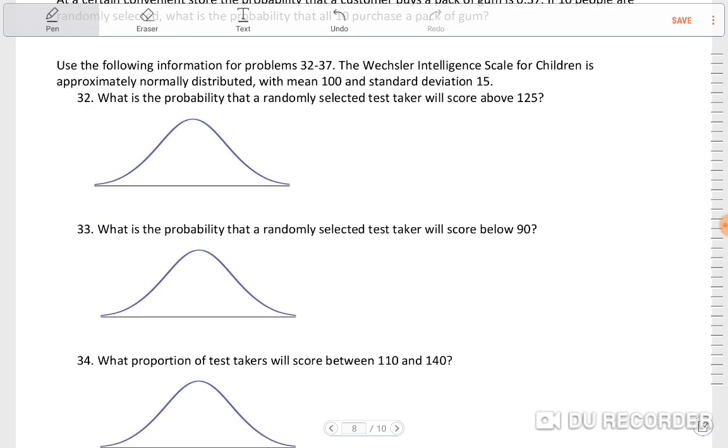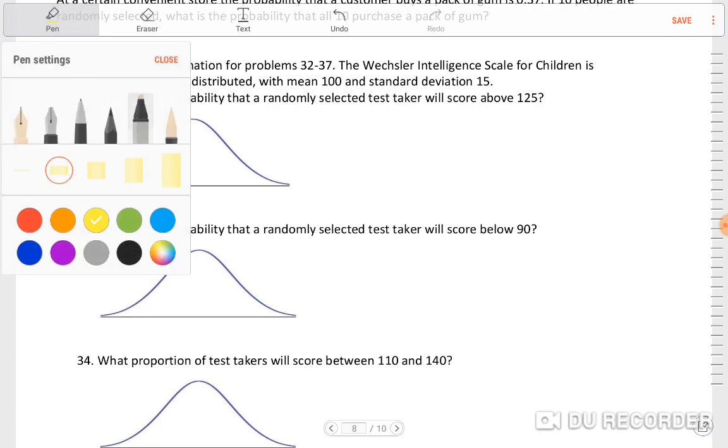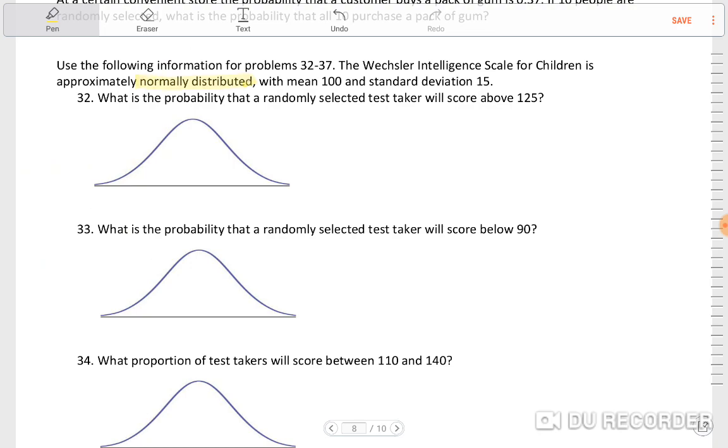Okay, use the following information for problems 32 to 37. The Wechsler Intelligence Scale for children is approximately normally distributed, with mean 100 and standard deviation 15. What is the probability that a randomly selected test taker will score above a 125? Okay, so again, normally distributed. And our mean is 100. Standard deviation is 15.